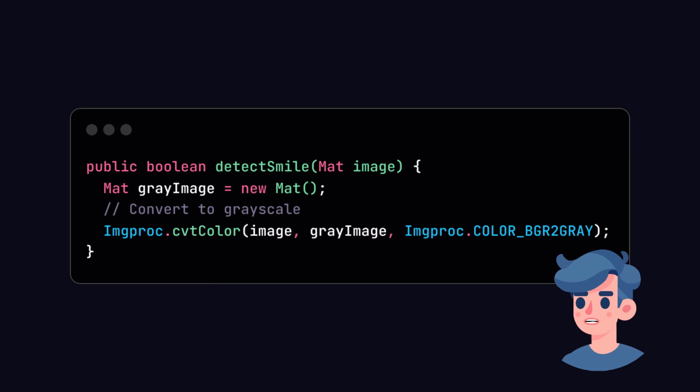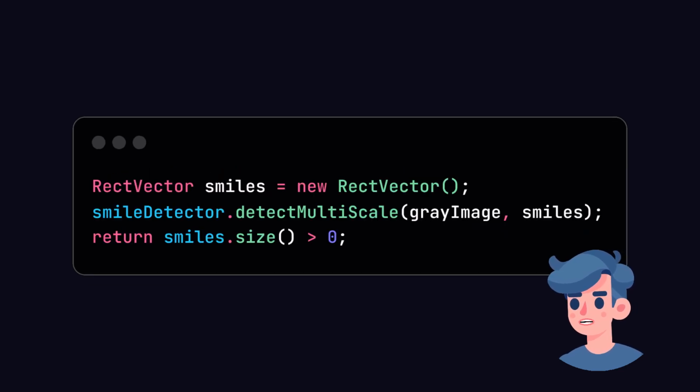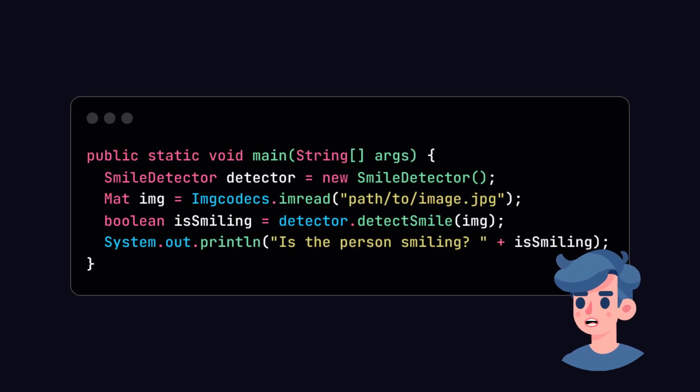Let's now implement the detectSmile method. We'll convert the image to grayscale as the classifier works better with grayscale images. Next, we will use the smile detector to detect smiles within the grayscale image. The method will return a Boolean indicating if a smile was detected. Now we have the basic structure of our smile detection functionality.